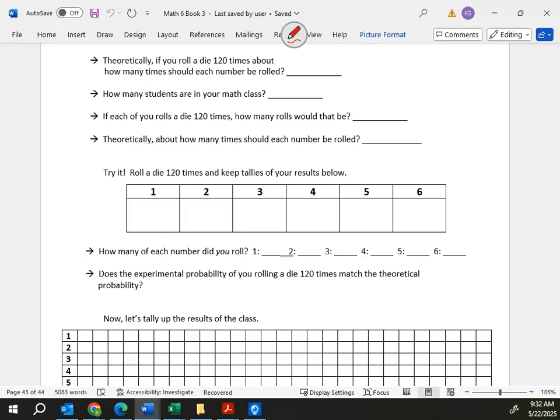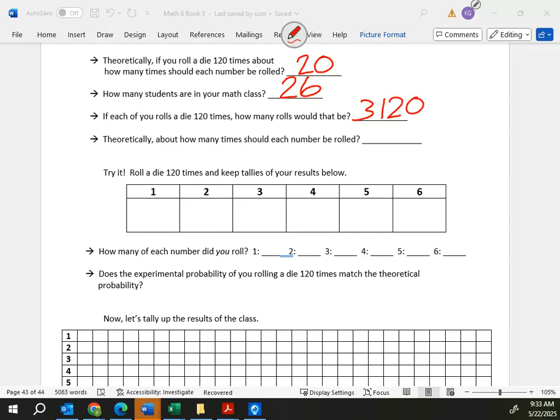Kylie, how did you get 20? 120 divided by 6. So you take that total outcome divided by how many possible outcomes? 120 divided by 6. How many students are in our math class today? You said 26, right? If each of you rolls a die 120 times, how many rolls would that be? Adeline? 3,120. Ooh, that's a lot of dice rolls we're going to be doing.